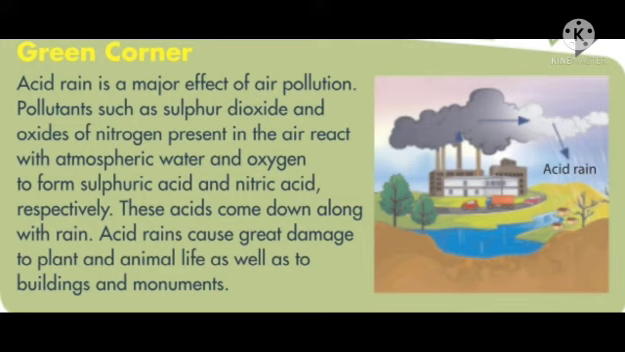So pollutants such as oxides of sulphur and nitrogen present in air react with atmospheric water and oxygen, and we get the products sulphuric acid and nitric acid. These mix with the rainwater, and this acid rain causes great damage to plant and animal life. So this is about acid rain.